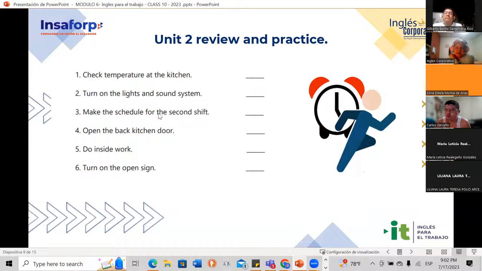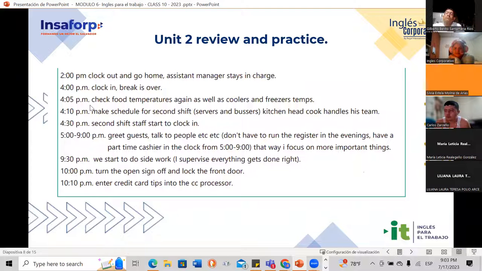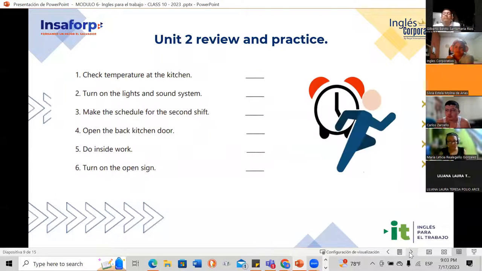Make the schedule for the second shift. Made a schedule for the second shift. Shift is otro turno. Yes, teacher, it's true. Made a schedule for the second shift at 4:10 p.m., right?